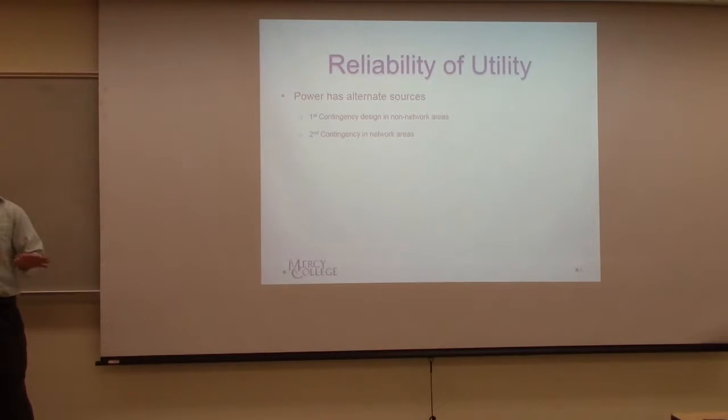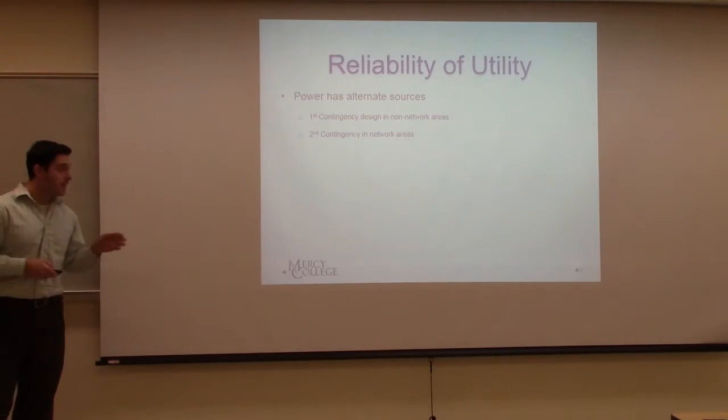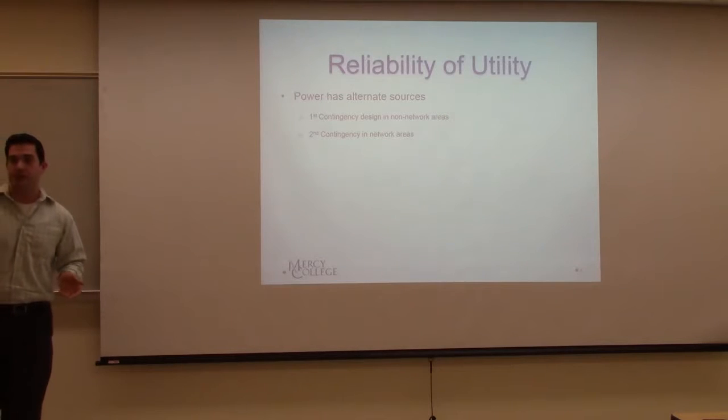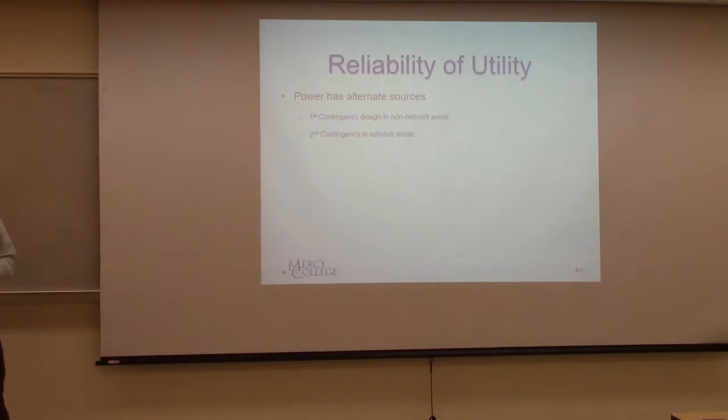So if your solar panel dies or goes out, something goes wrong with your residential solar panel, you're out for a little while. We'll go into some statistics behind that. And then in network areas like dense cities like New York City, that's a pretty bad idea because in New York City you need to always have power. So they design a more resilient system, which is based on a second contingency. So if you lose 2 sources, you still have power in the city. So solar, again, doesn't have that flexibility or that resiliency.